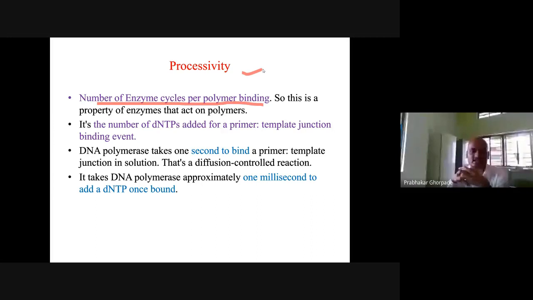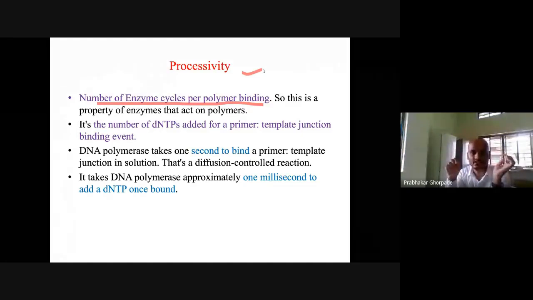That determines its processivity. DNA polymerase takes 1 second to bind a primer-template junction in a solution that is at the diffusion control limit. So this strand is there and DNA polymerase has to bind, so it will take 1 second to bind. But once it is bound, within 1 millisecond it will add the dNTP. So for binding it takes time because of the diffusion-controlled reaction, but once bound, within 1 millisecond it can add the dNTP.